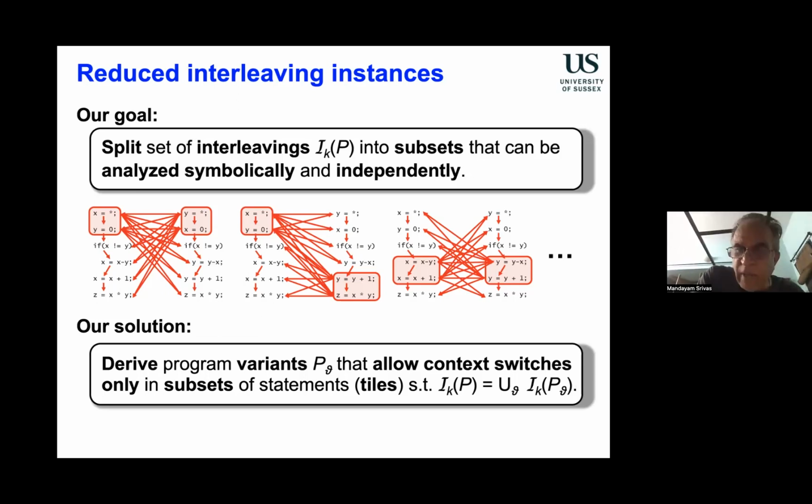That funny looking V. The data here is ranging over different selections of tiles. So you have three different selections here. Here we pick the first two statements, and the first two statements here. And context switches are only allowed out of these statements. Same here.